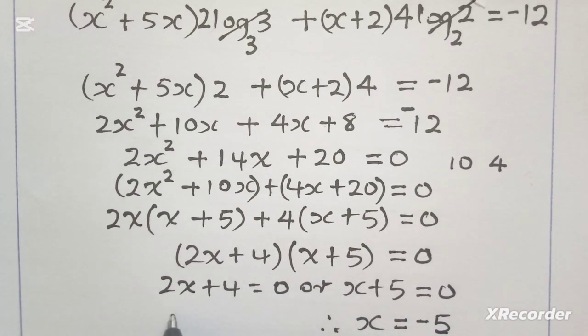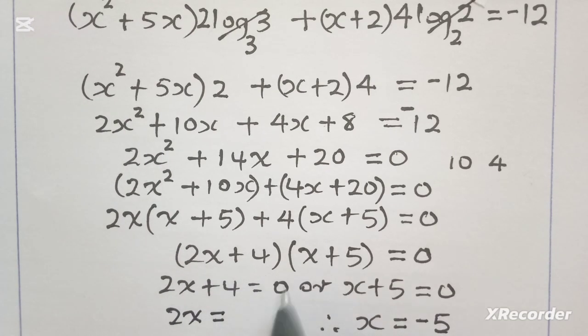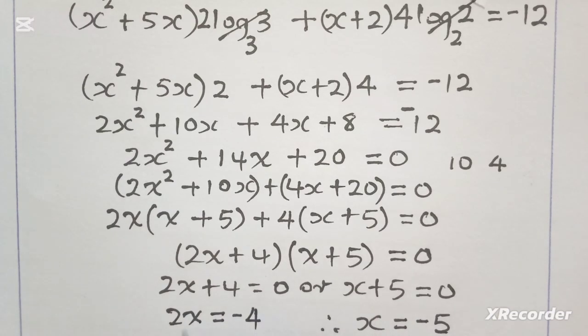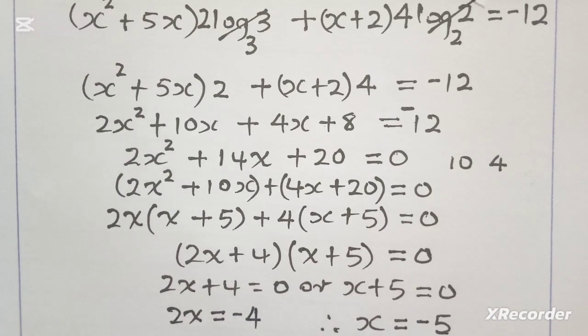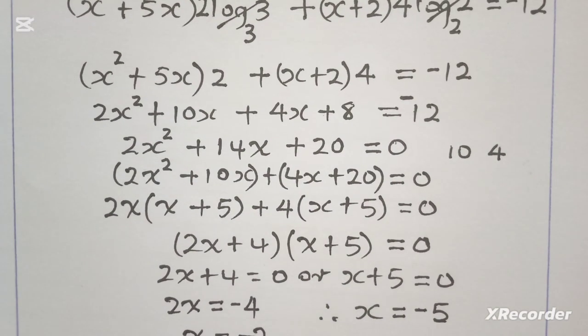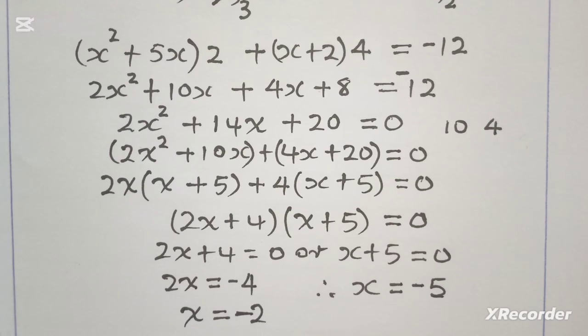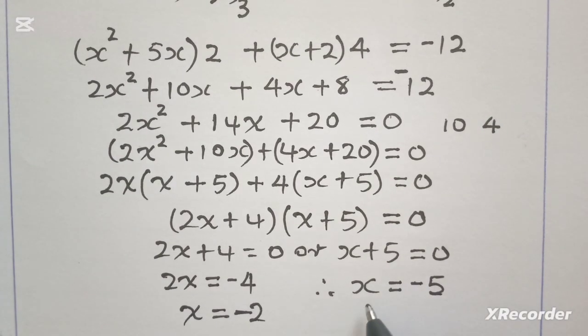And for this other side, we will have 2x equals to 4. You can bring it this other side, you get minus 4. And so therefore, x will be equal to negative 2. So guys, that is our solution for that problem.